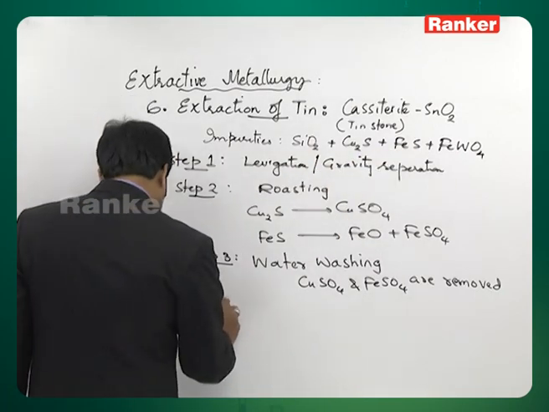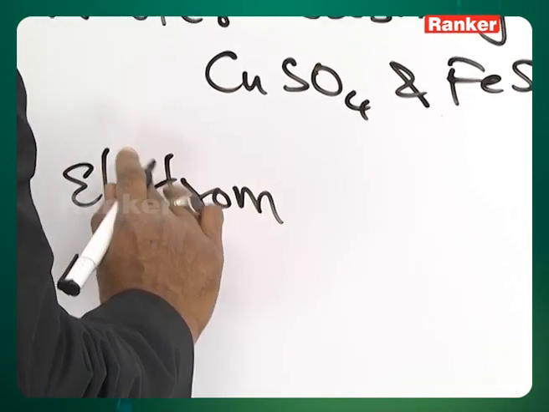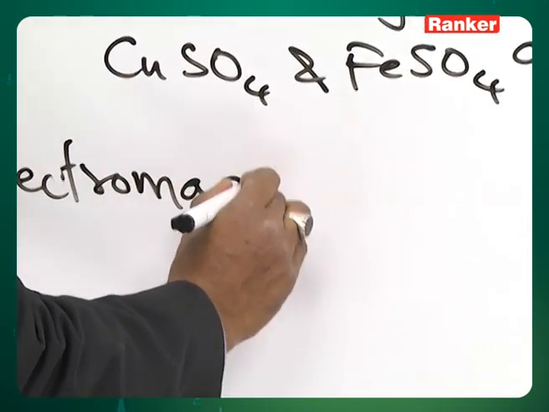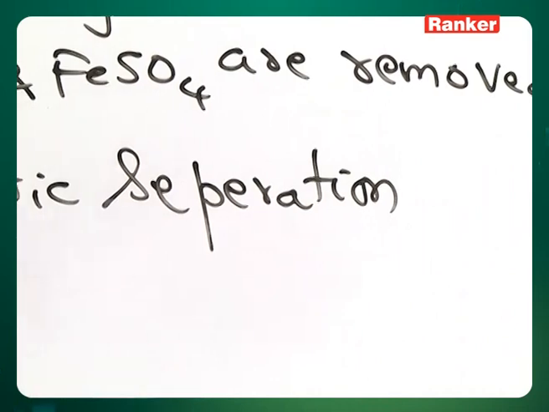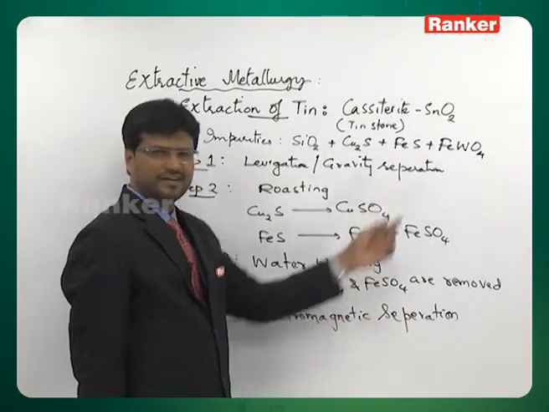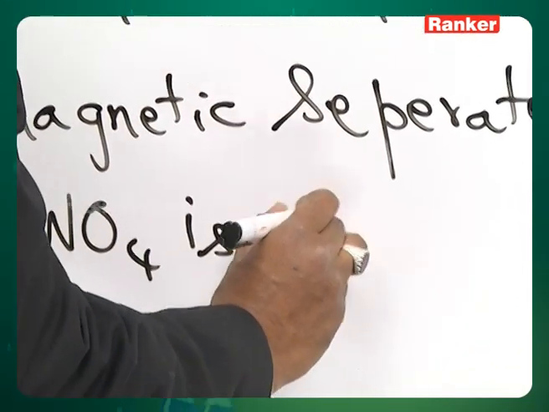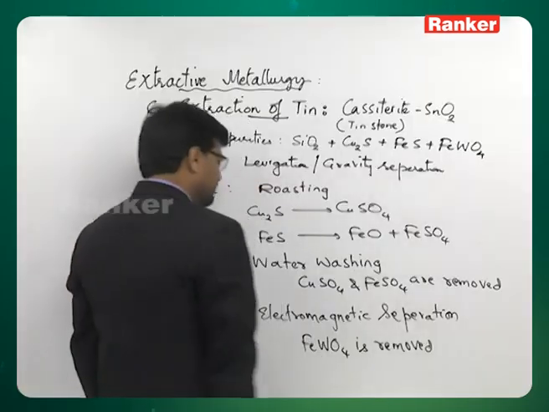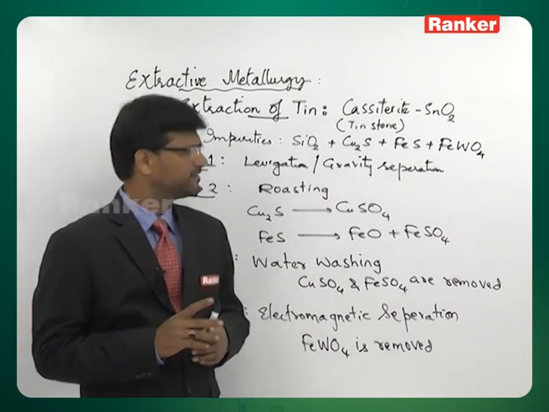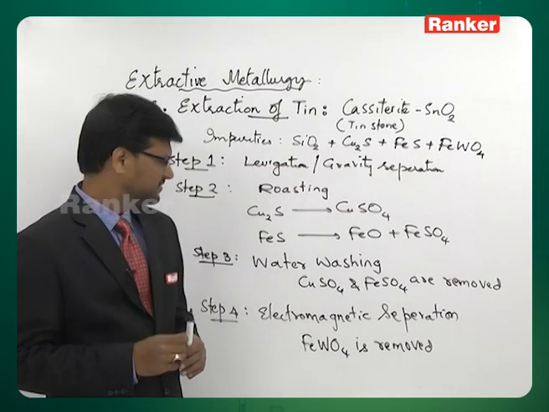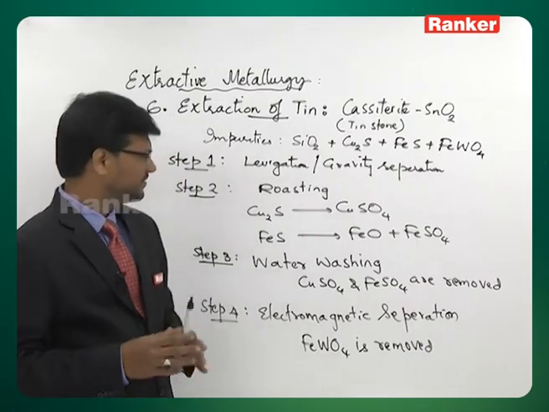Step 4 is electromagnetic separation. The magnetic substance present in this is iron tungstate, FeWO4, which is removed. Now what is left with you is SnO2, ferrous oxide, some copper oxide may also be present, and a little SiO2 is still present. Tungstate, copper sulfate, ferrous sulfate, all these substances are removed to a large extent.